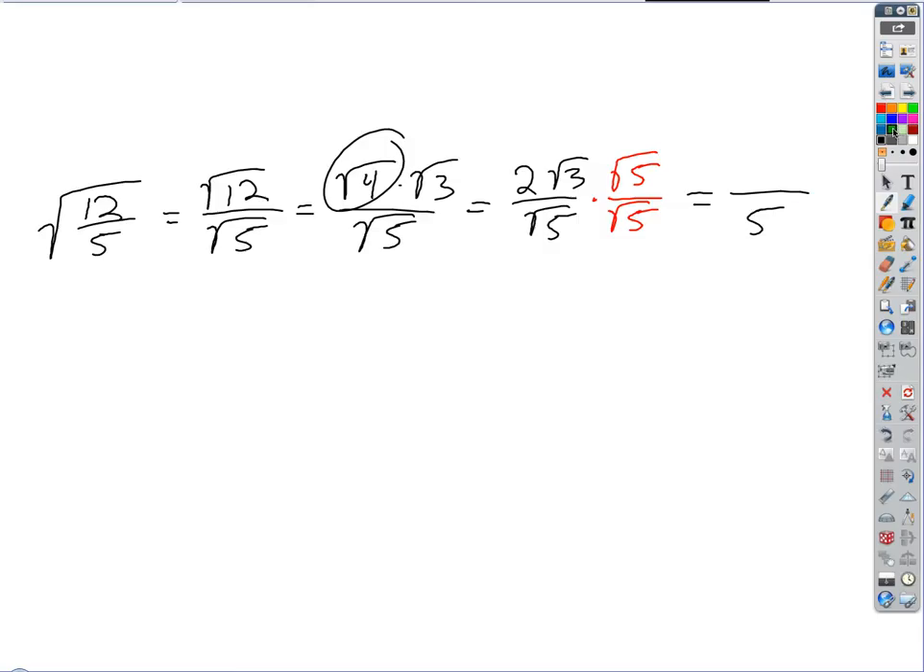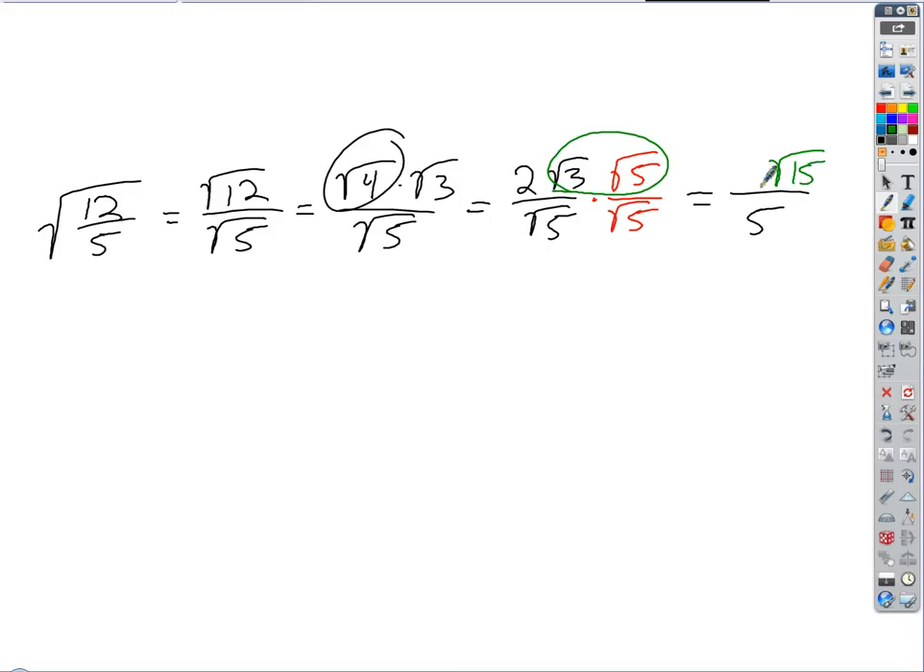Now on the top, remember we're multiplying 3 things together. We can only multiply them in pairs, though. So which 2 should we multiply first? The radicals, yeah. In fact, that's all we really can do. If I multiply the square root of 3 times the square root of 5, what do I get? Square root of 15, right?